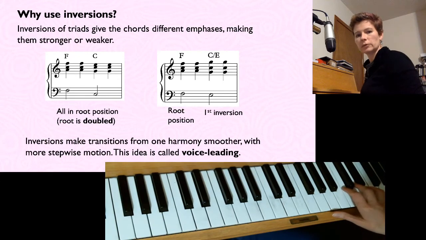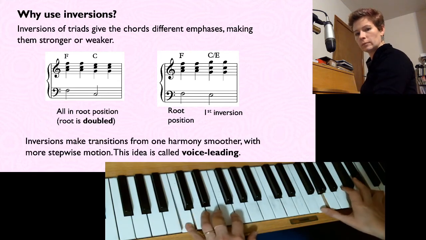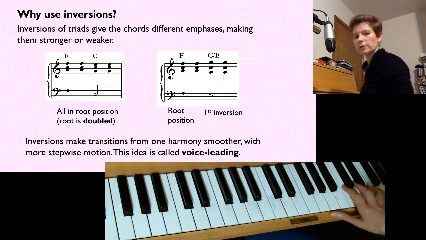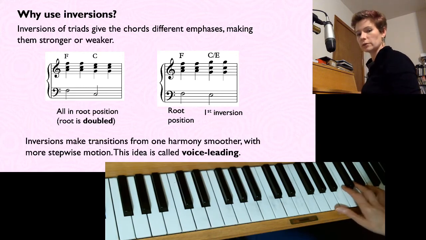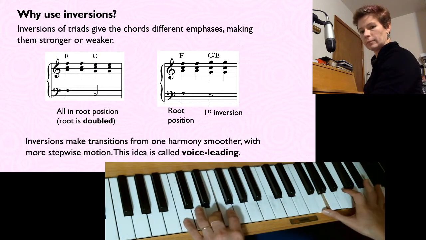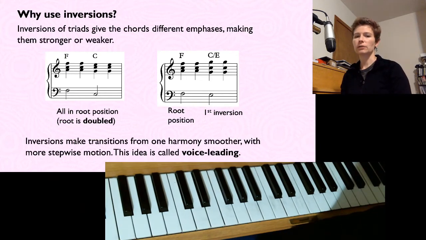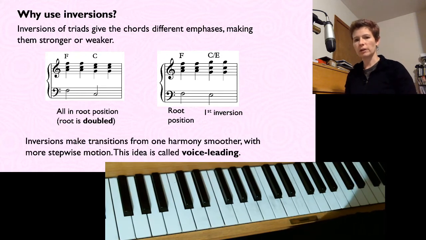In the first example you see here, both of these chords are in root position, and that means that the bass line has to move down by a whole fourth as it goes on. In the second example, because the second chord is in first inversion, I can have a nice, smooth, stepwise bass line. It gives you a slightly different effect. Inversions of triads tend to make transitions from one chord to another smoother, with more stepwise motion.